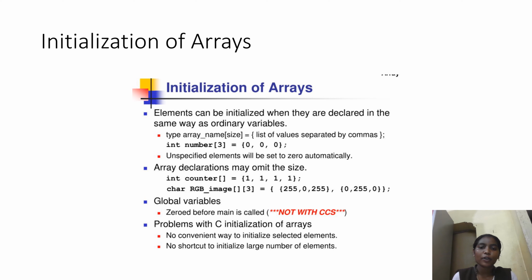Array declarations may omit the size. Global variables are zeroed before main is called. Problems with C initialization of arrays: there is no convenient way to initialize selected elements, and no shortcut to initialize a large number of elements.